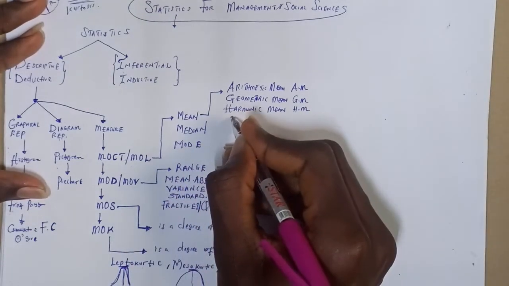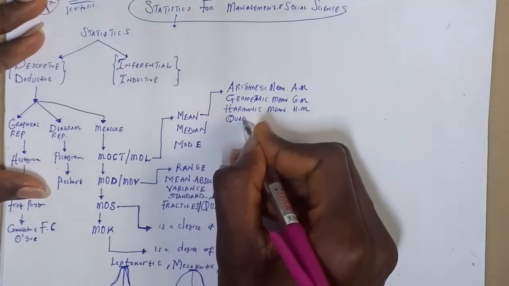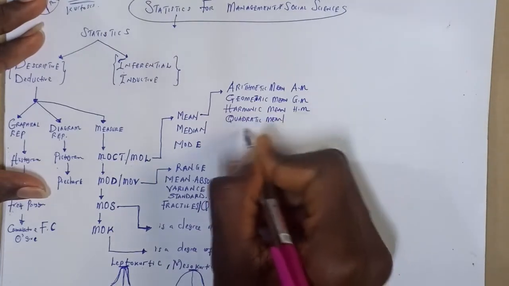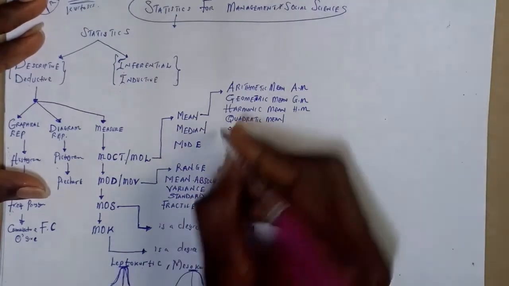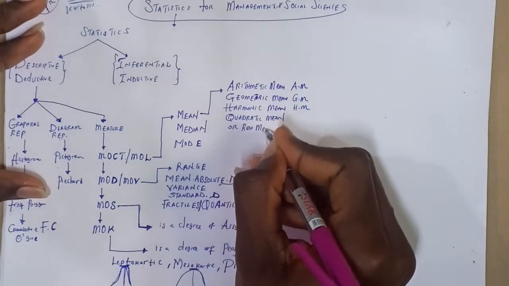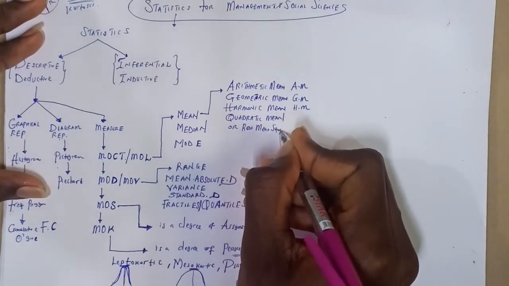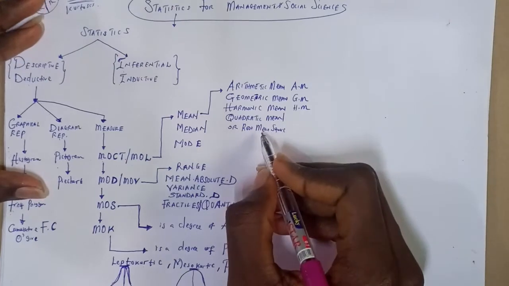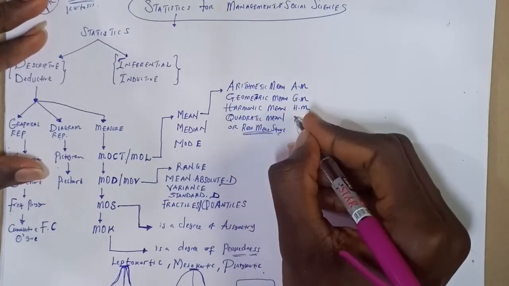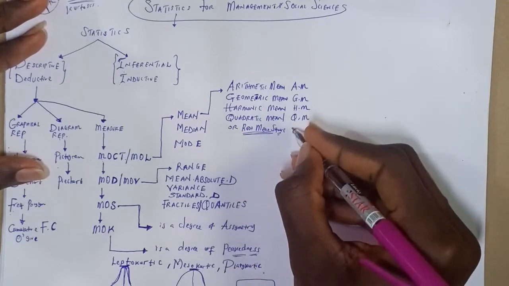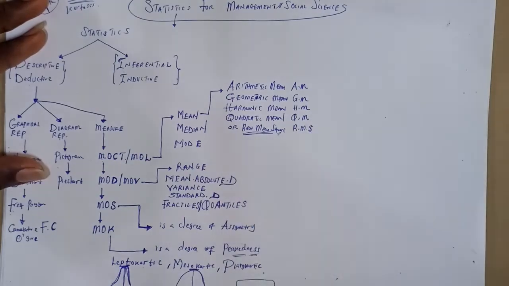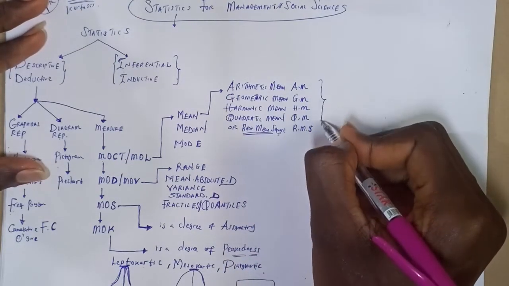And then finally, we have what we call the quadratic mean. Please take note of this. This quadratic mean is also known as root mean square. So if you see any question and you're asked to find the quadratic mean, that means you're trying to find the root mean square. The quadratic mean is denoted as QM, or you will denote it as RMS. So take note of this. This is very, very important.